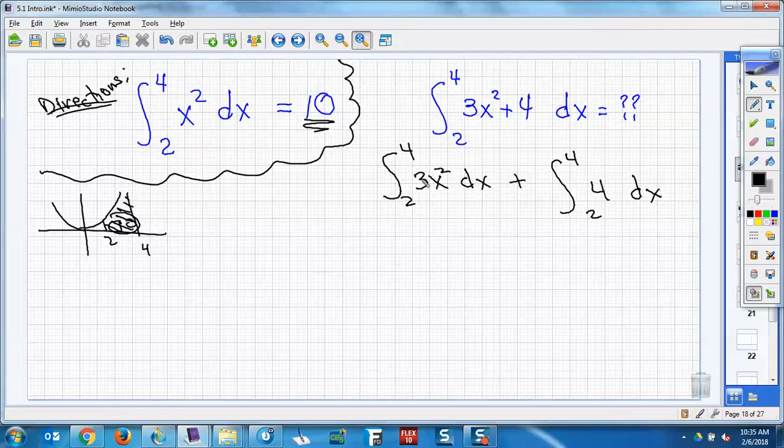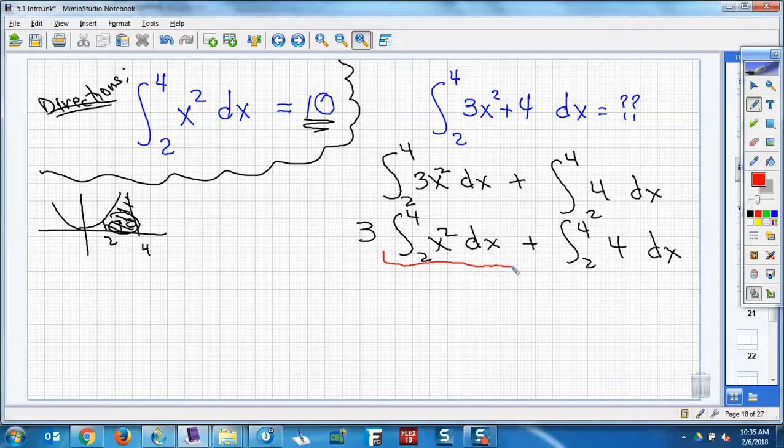Now, what can we do with this 3 right here? We can kick it out. So we're going to bring that 3 out, and we're going to do this. So now we've turned this problem into this. Right? We've kicked out that 3. Now, what is this red piece right here? This red piece is 10. So this is 3 times 10 plus something.